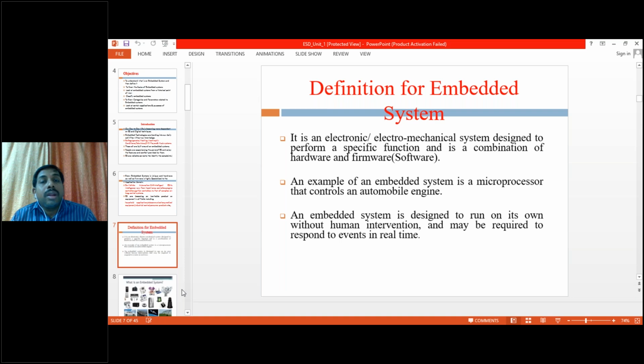The processor will do whatever is required, and it does the operation. Once it is switched on, a human will not interfere. Its application is all related to the program written in the memory, and based upon the application software, the hardware will control all the peripherals. So an embedded system is designed to run on its own without human intervention, and sometimes it has to respond to events in real time.